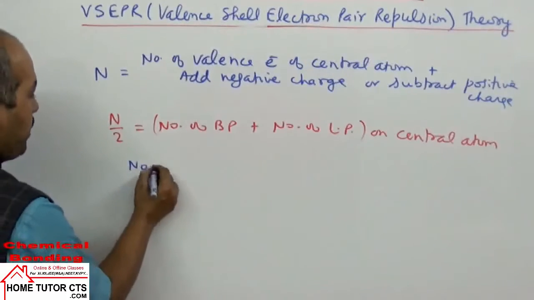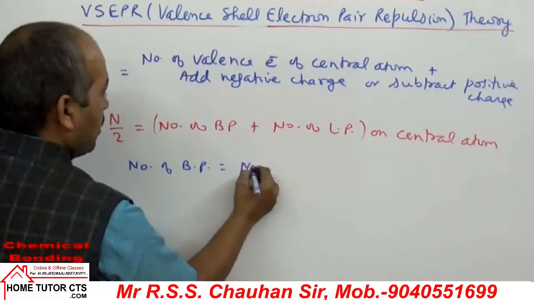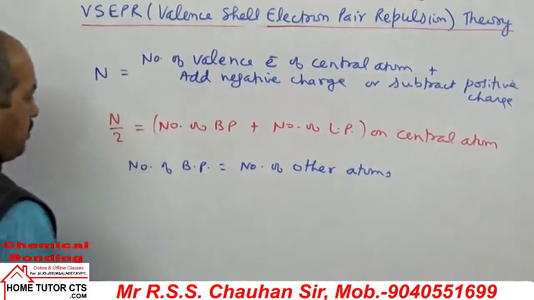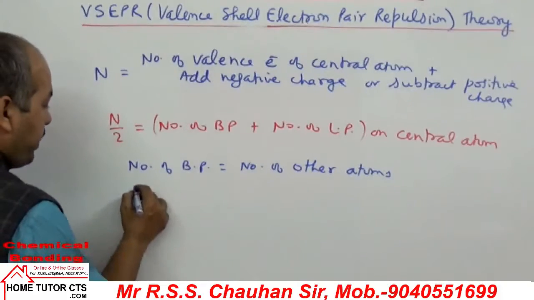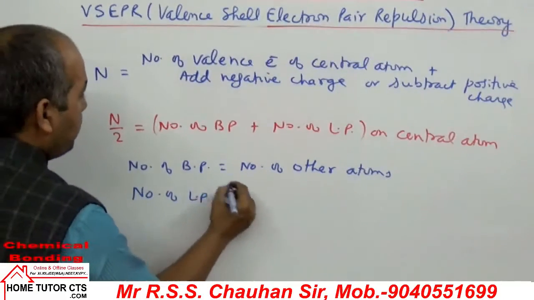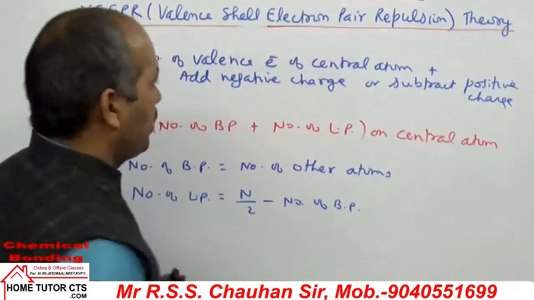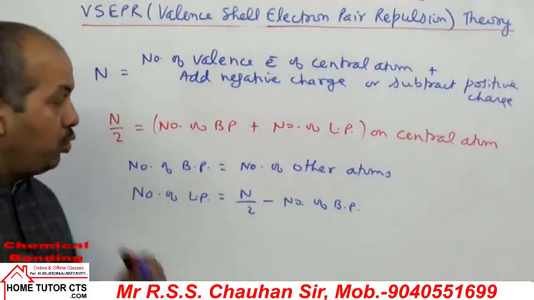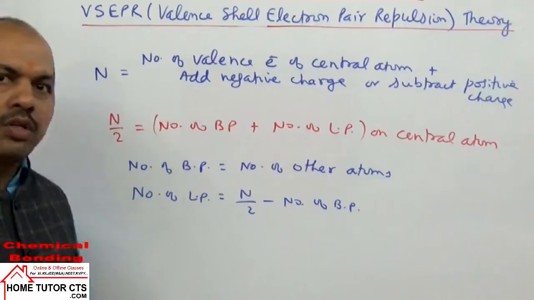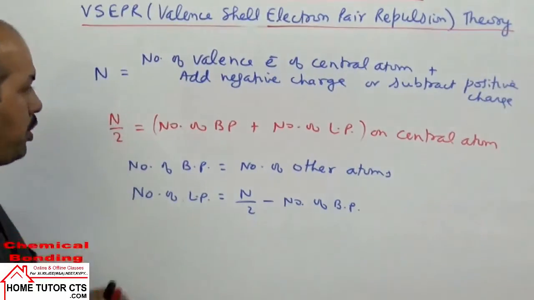So what is the number of bond pairs? It can be taken as the number of other atoms. And then what are the lone pairs remaining? This can be taken as n by 2 minus the number of bond pairs. This much you have to do first, because once you can do this, shape prediction becomes very easy for the molecules. So let us apply this in the examples coming now.